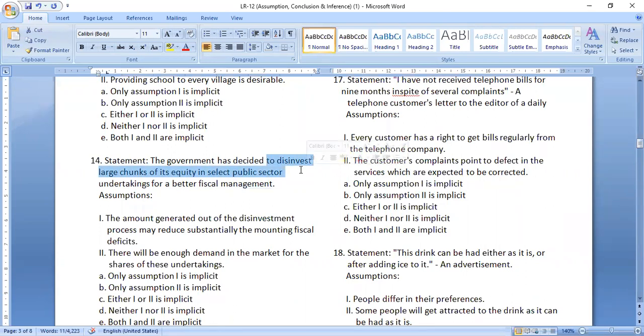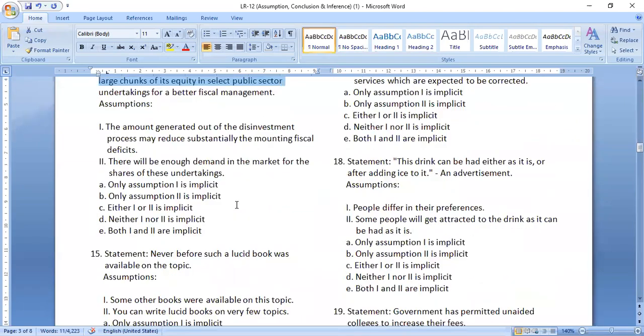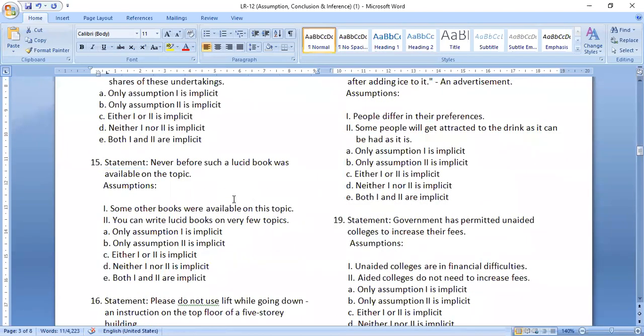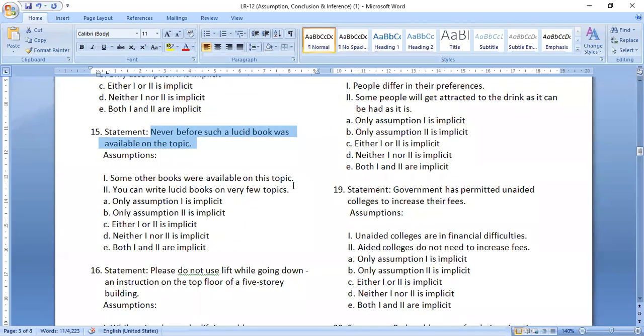Okay, so the statement is: never before such a lucid book was available on the topic. Okay. And some books were available on this topic, yes, because there's something to compare with. You can write lucid books on very few topics.